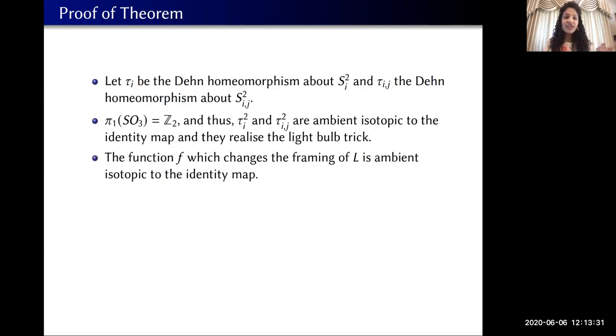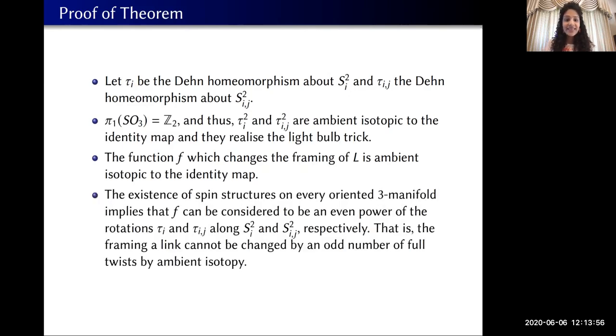And since the function f, which changes the framing of L, is a composition of powers of these Dehn homeomorphisms, f also turns out to be ambient isotopic to the identity map. All right. And the only thing left to show is that f is in fact a composition of even powers of these Dehn homeomorphisms, and this is due to the existence of spin structure on every oriented 3-manifold. So what this implies is that the framing of a link cannot be changed by an odd number of full twists by ambient isotopy. It can only be changed by an even number.